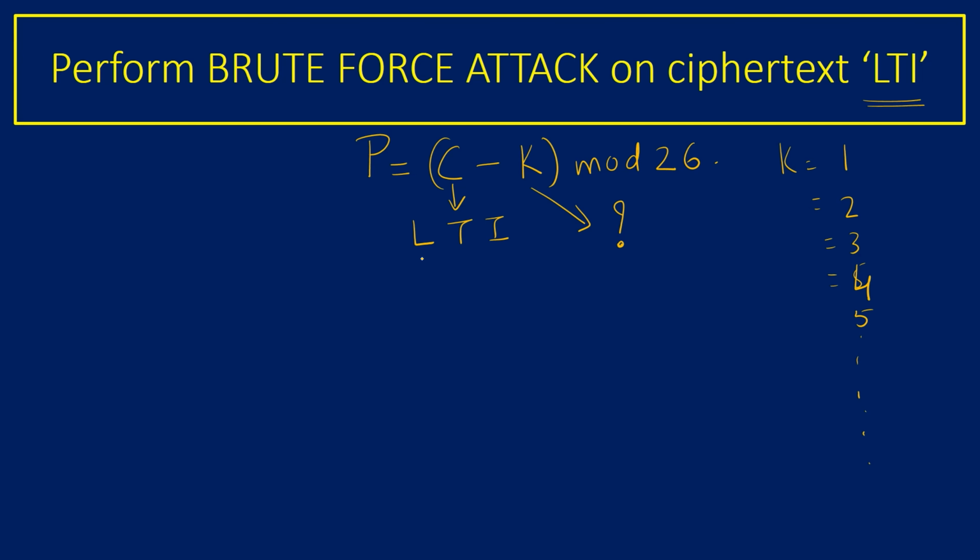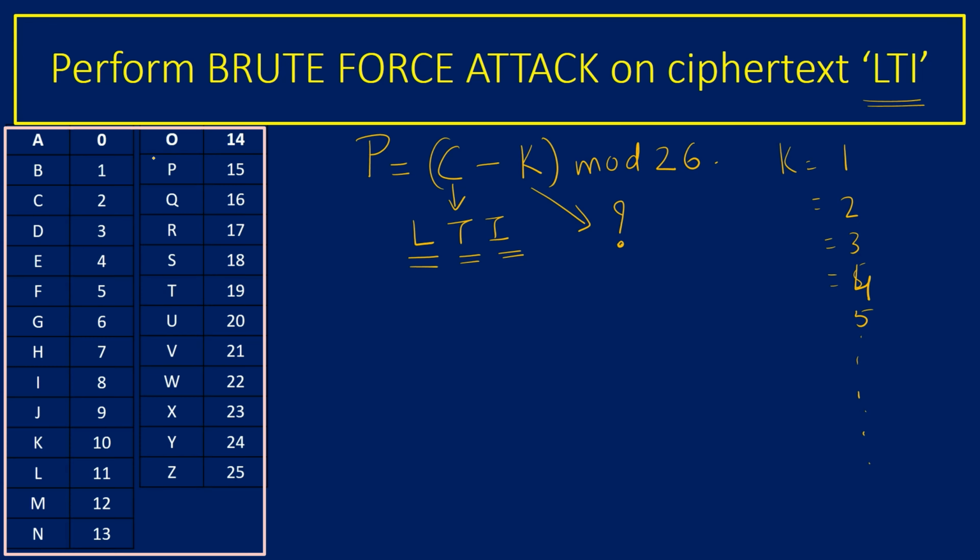correct number. Now, as the decryption algorithm is working on numbers, we have to assign numbers to the ciphertext letters L, T and I, for which we require the mapping table. A mapping table is a table where you assign numbers to each of the letters. A is assigned 0, B is assigned 1, C is assigned 2, D is 3, E is 4, and so on till Z is 25.